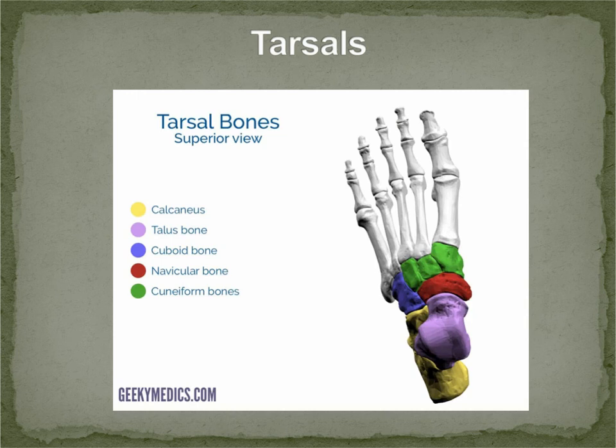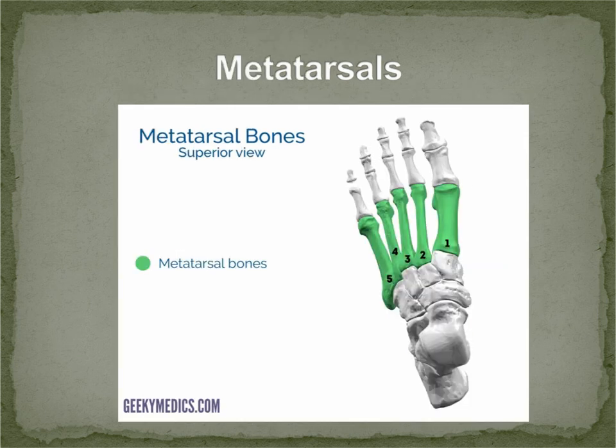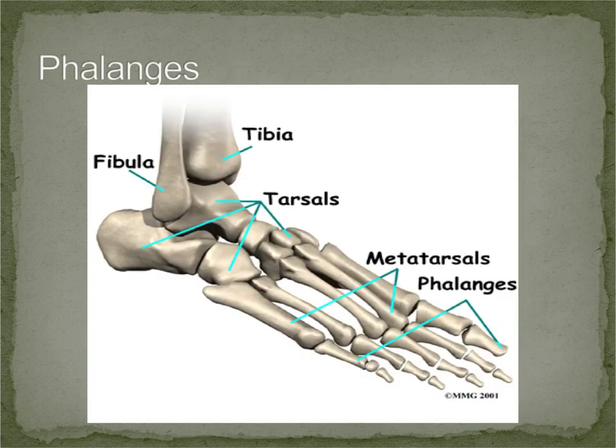Tarsals are comparable to the carpals in the hand, but they are found in the foot. You do not have to learn the names of these. I did ask you to learn the names of the carpals, but not the tarsals. And then just like in the hand, we have the metatarsals, numbered 1 to 5, and the phalanges, also numbered 1 to 5. So you can see how the tibia and the fibula articulate here with the tarsals.